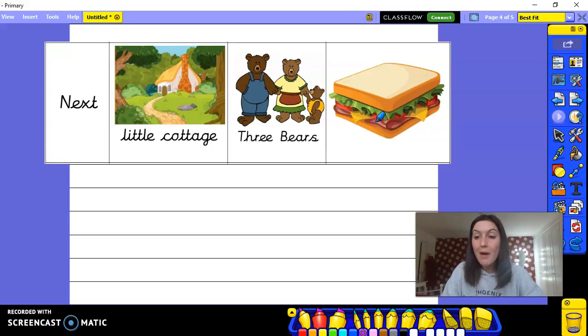Just really think about those capitals, full stops, finger spaces. Make sure you say your sentence aloud, clap out those words, write it down, and then reread, double check. Make sure you're really happy, haven't missed out any words, haven't missed out your capitals or your full stops, and just do your best sounding out. That's all you can do. And I am so proud of you all.